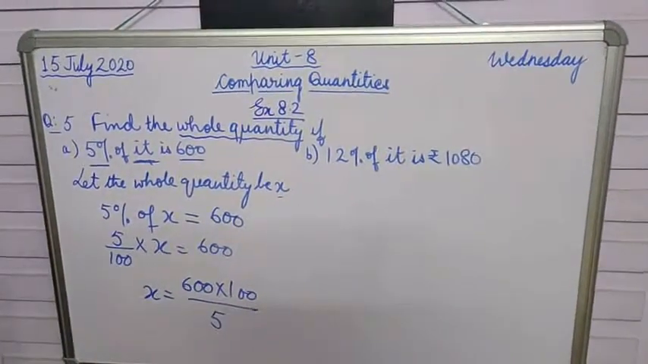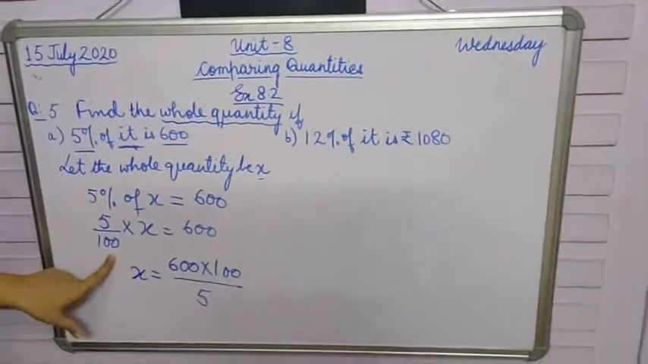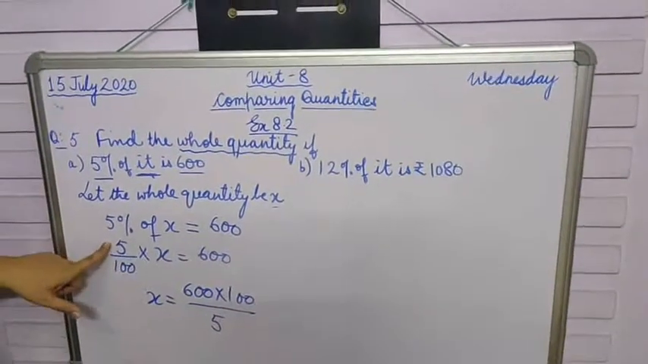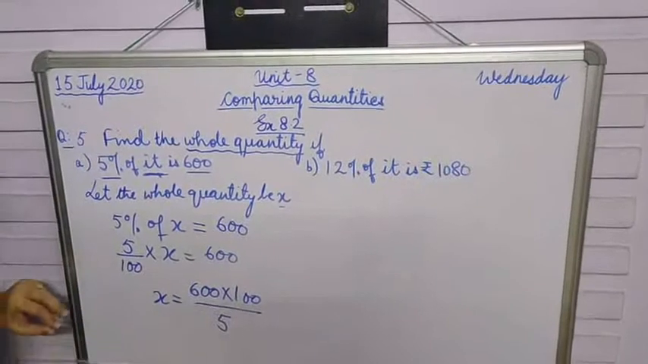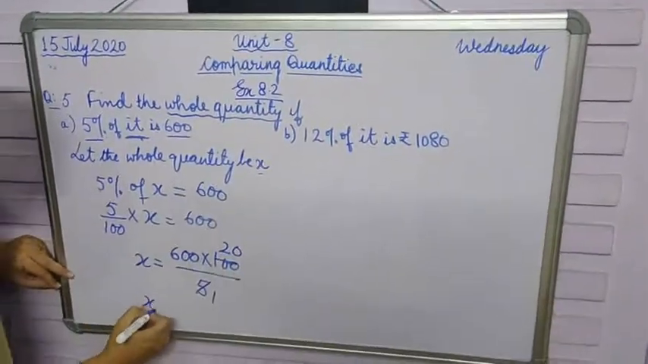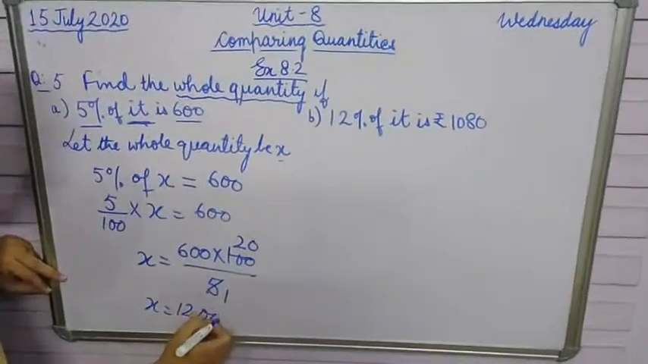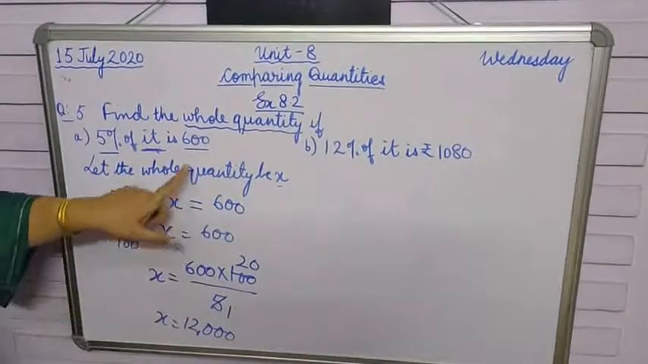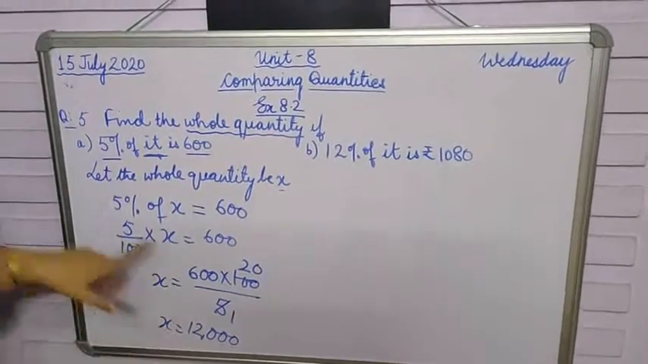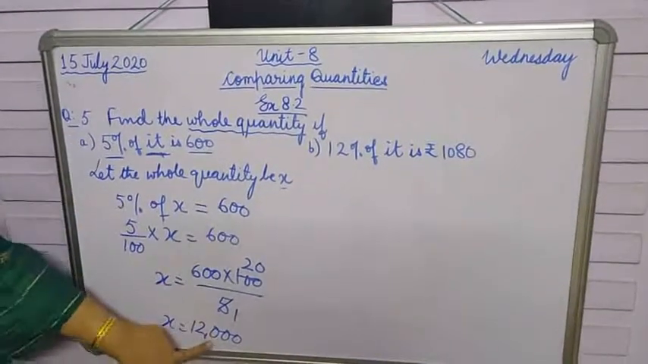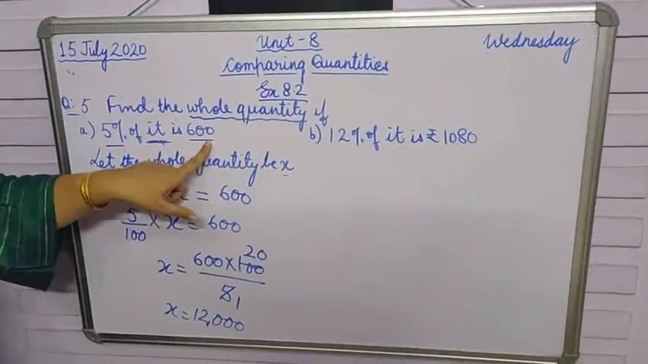Now how is this there? 100 was there in divide, it goes into multiply. 5 was there in multiply, it goes into divide. 5 ones are 5, 5 20s are 100. So x comes out to be 12,000. So that means the whole quantity here is 12,000. That means if you calculate 5% of 12,000, you will get 600.